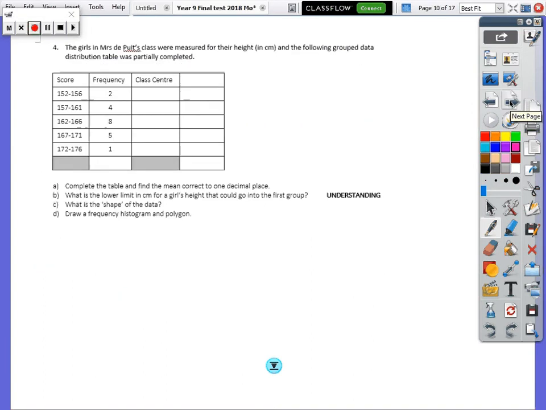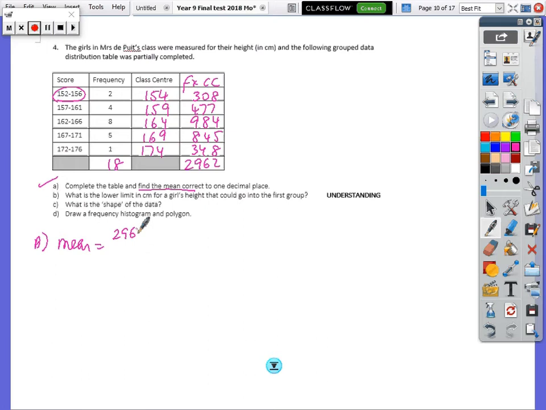Okay, next thing is the class centre. So we add those numbers and divide by 2. So we get 154, 159, 164, 169, 174. And then to get the mean, you multiply. So I'm just copying these down off my answers: 94, 845, 348, and 2962, and there were 18 numbers. So I've completed the table and find the mean. So the mean was 2962 divided by 18, which is 164.6.